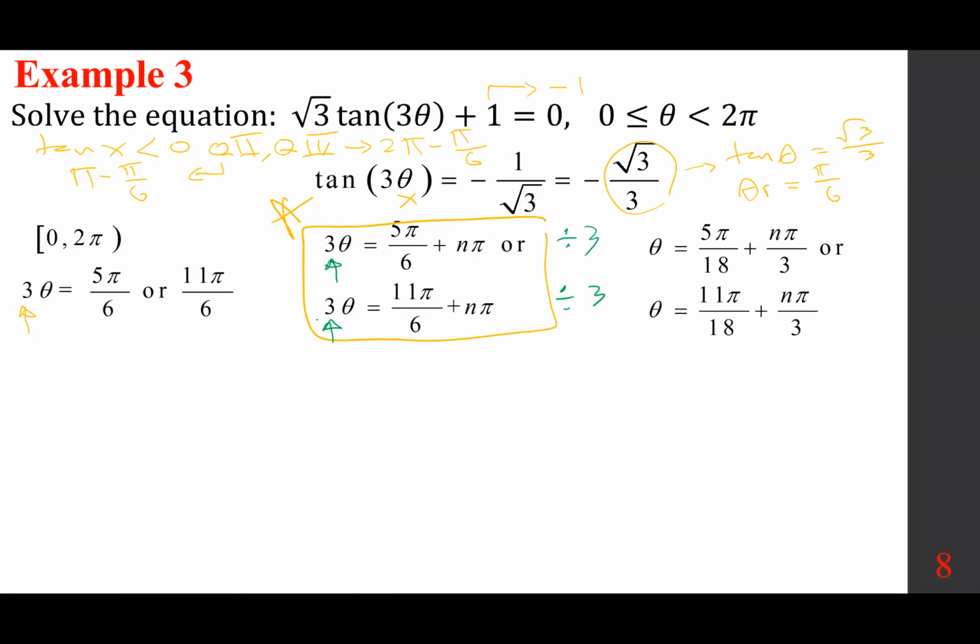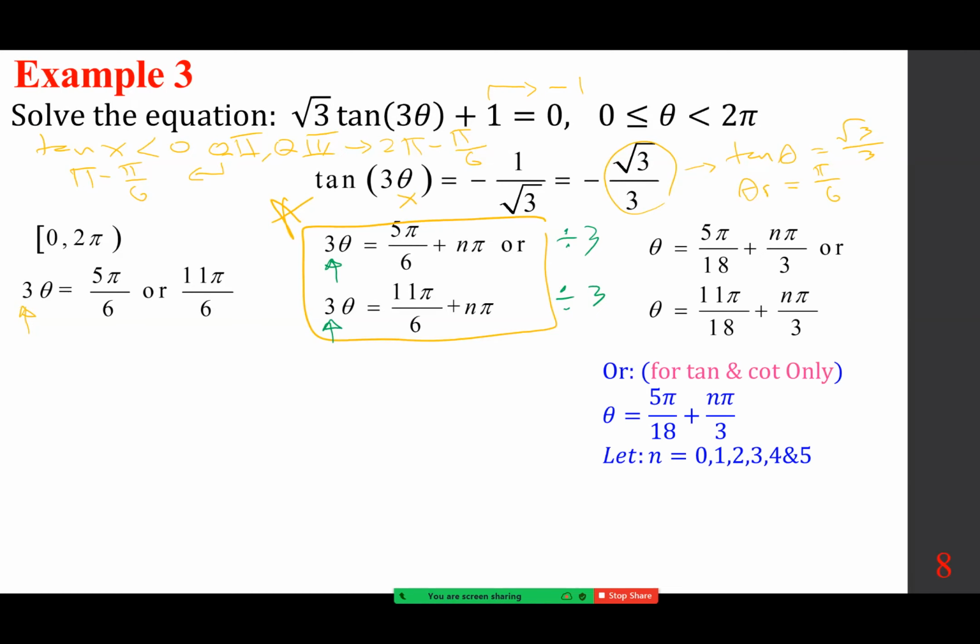Now, only for tangent and cotangent, it works out that you can go with the first one and let n be 0 all the way to 5. However, that's not the case for sine and cosine. So let's stick with what we do with sine and cosine. Let's stick with this, so in order not to make a mistake for those.